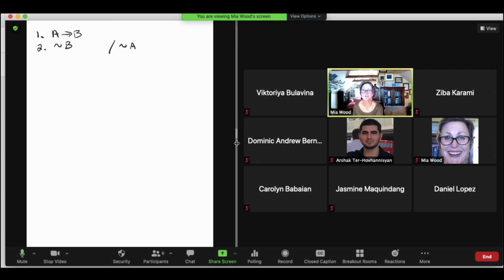Okay, so we have two premises. If A, then B. Premise 2 says not B, and the conclusion is, so, not A. So let's remind ourselves of some steps we go through to organize our thinking.